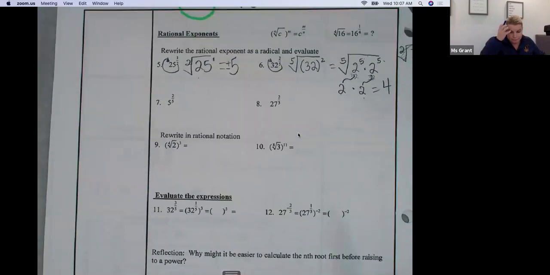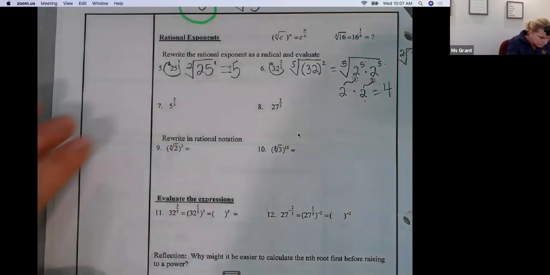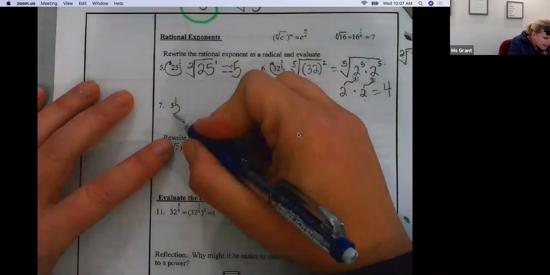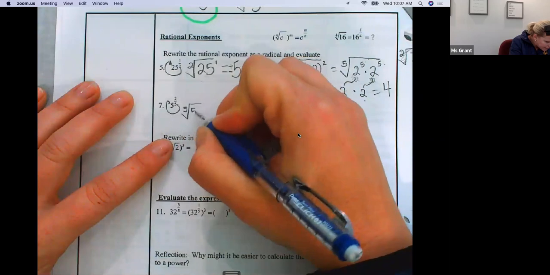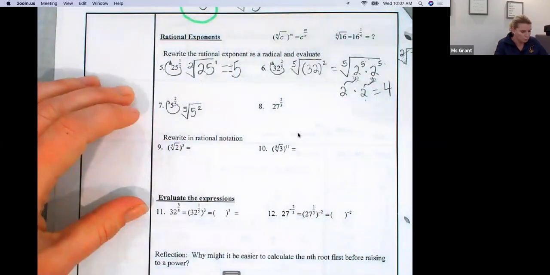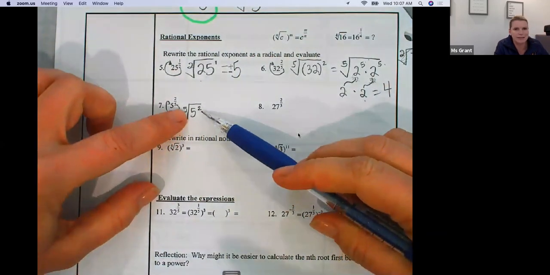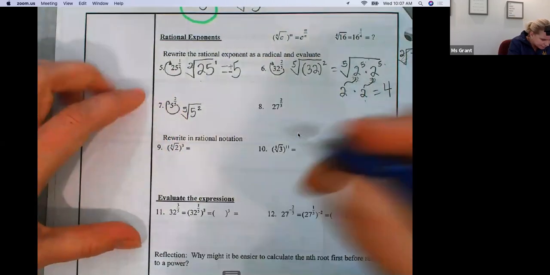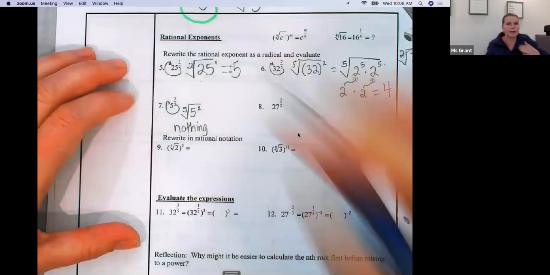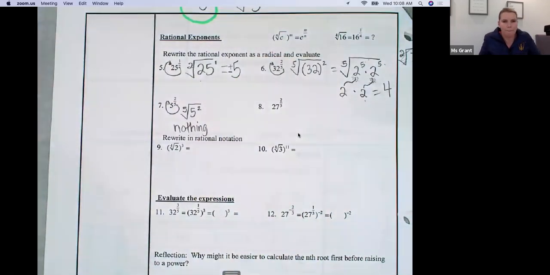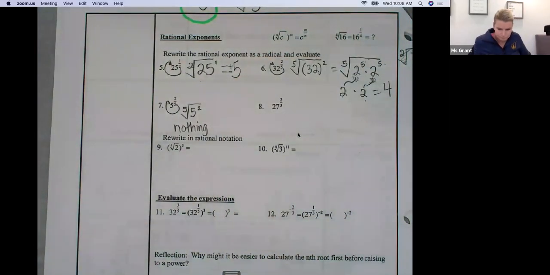Let's do number 7. The denominator 5 comes to the front. The 5th root of 5 squared. Well, this little 5 and this little 2 aren't going to do anything. This is a nothing problem. Nothing, boring. Number 8, however, I can do something with.